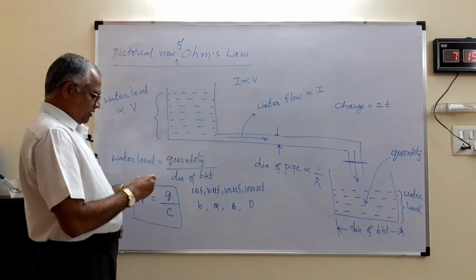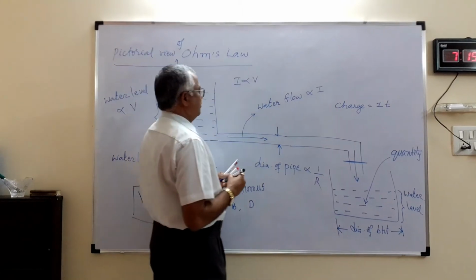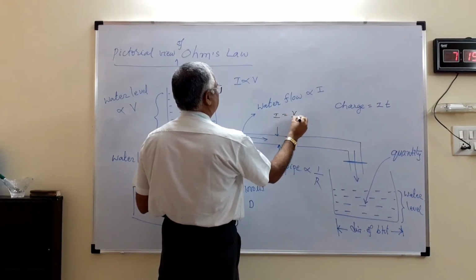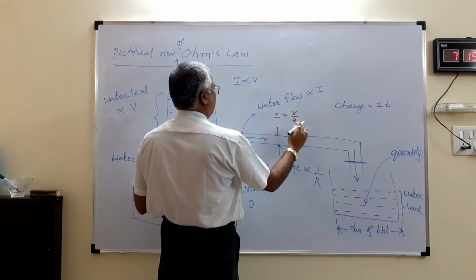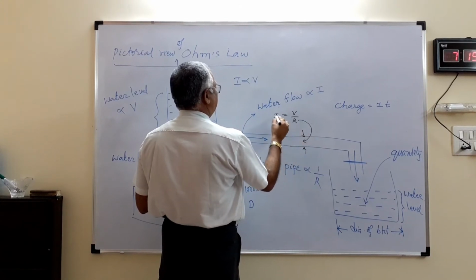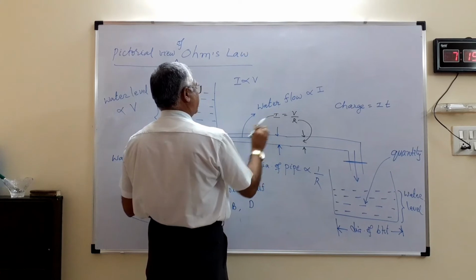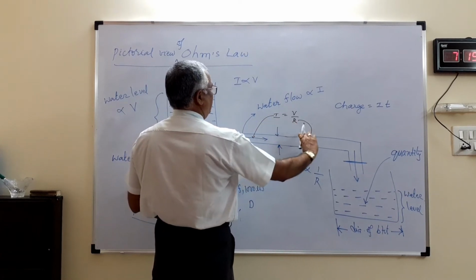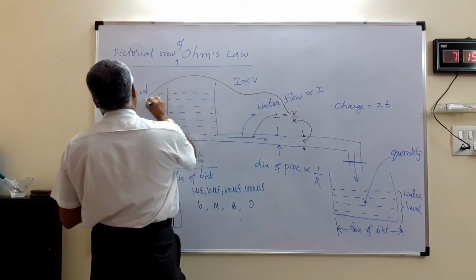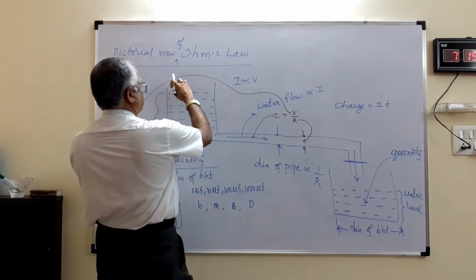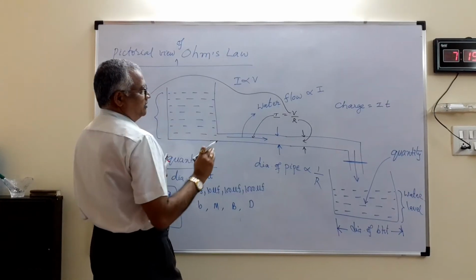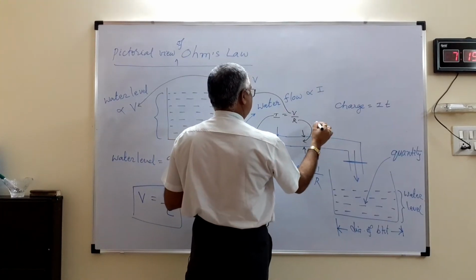Now, as I said earlier, there are two forms of Ohm's law. What is one form? I equals V by R. What is this R? This is the R. What is this I? This I is current, the water flow. R is this gap. This V is the level, na? This level is like a potential difference. This is V.